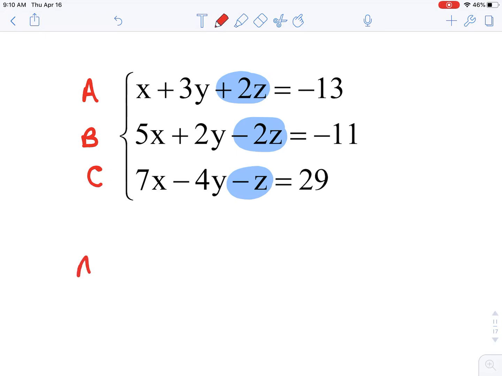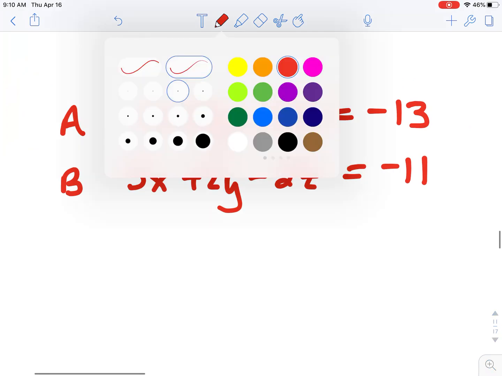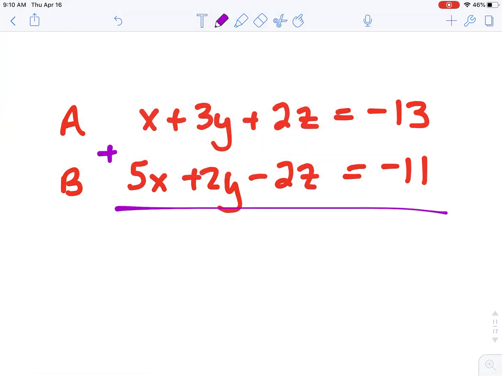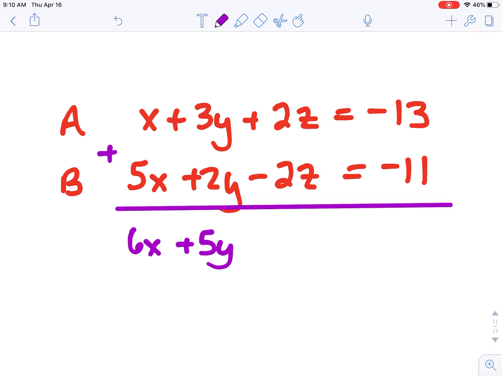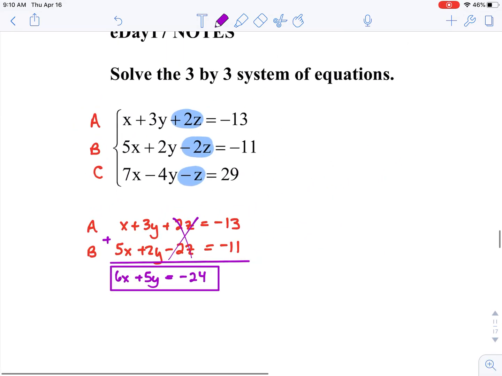So let's start with equation A and B. If I choose A and B, they look like they are set up already very nicely in order for the Z to cancel out. So right now I am just rewriting them. And if we do our elimination and add these equations up, you get 6x plus 5y. Your z is eliminated, and that equals negative 24. Please box that answer. It'll be very helpful for you in our future steps.